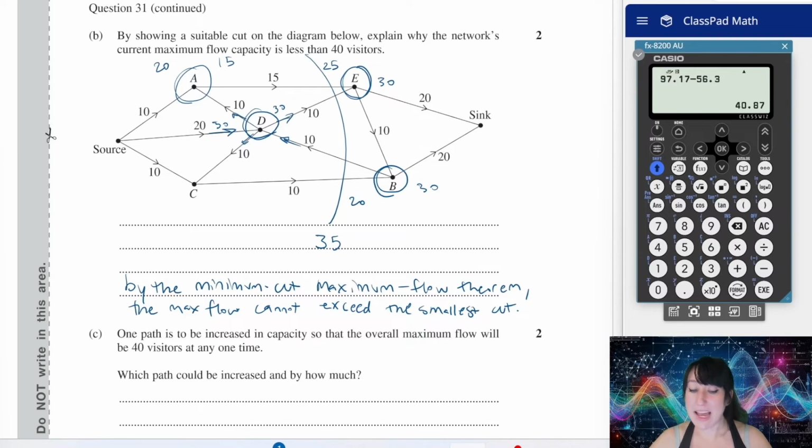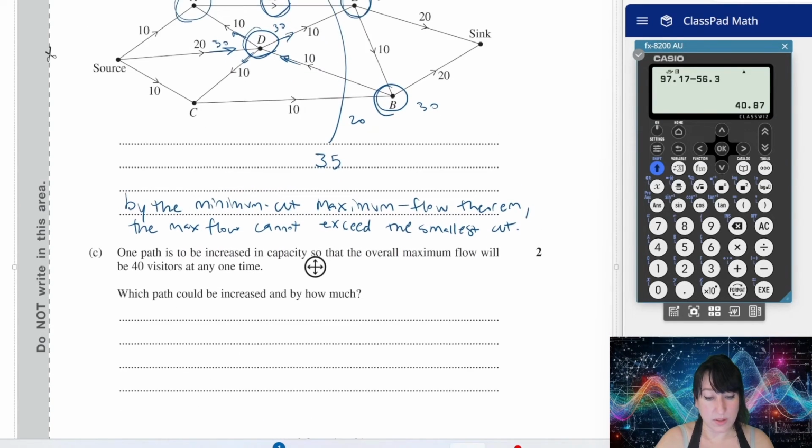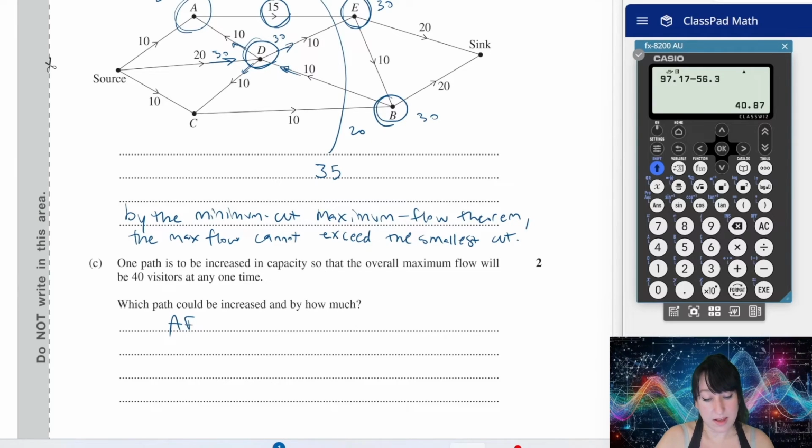So if we increase that edge there by 5, both the in and out at A and E will be increased. And what's good to see too is those are both connected to the source and the sink. So we know that's going to get all the way through. So if we increase this edge to 20, then we can increase our flow through by 5. So we'll write to increase AE by 5.